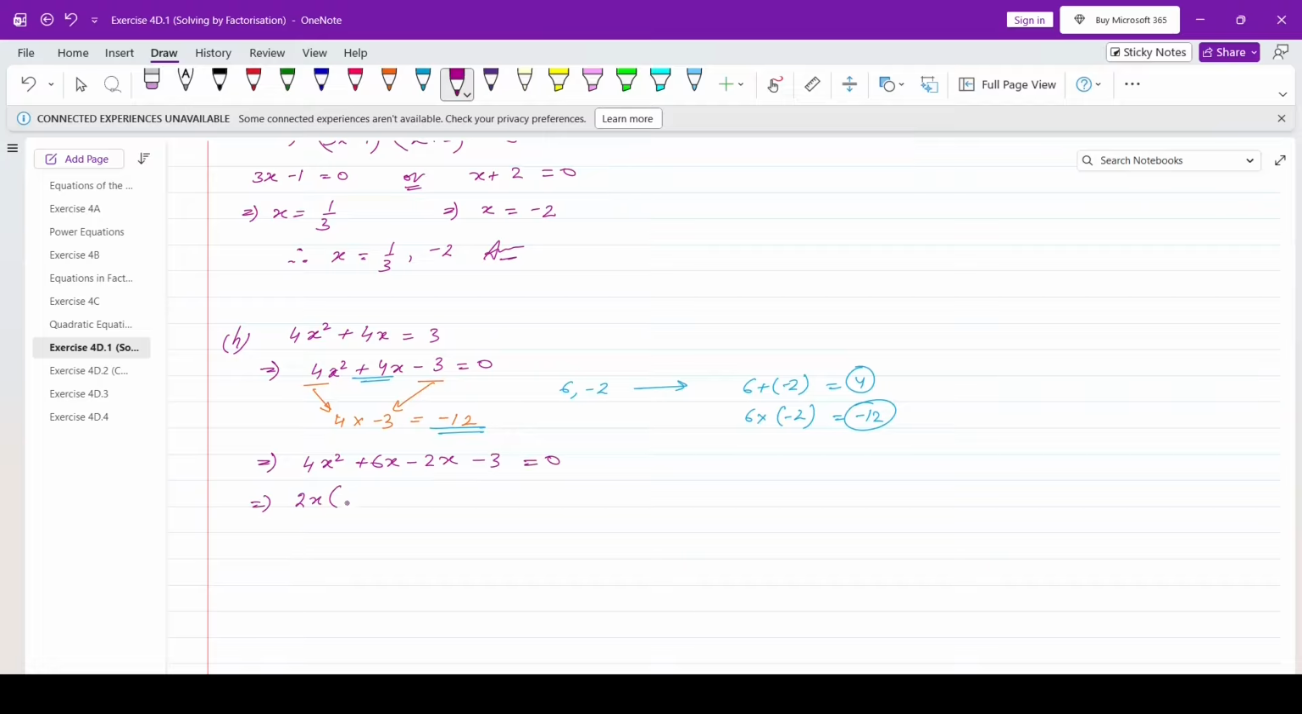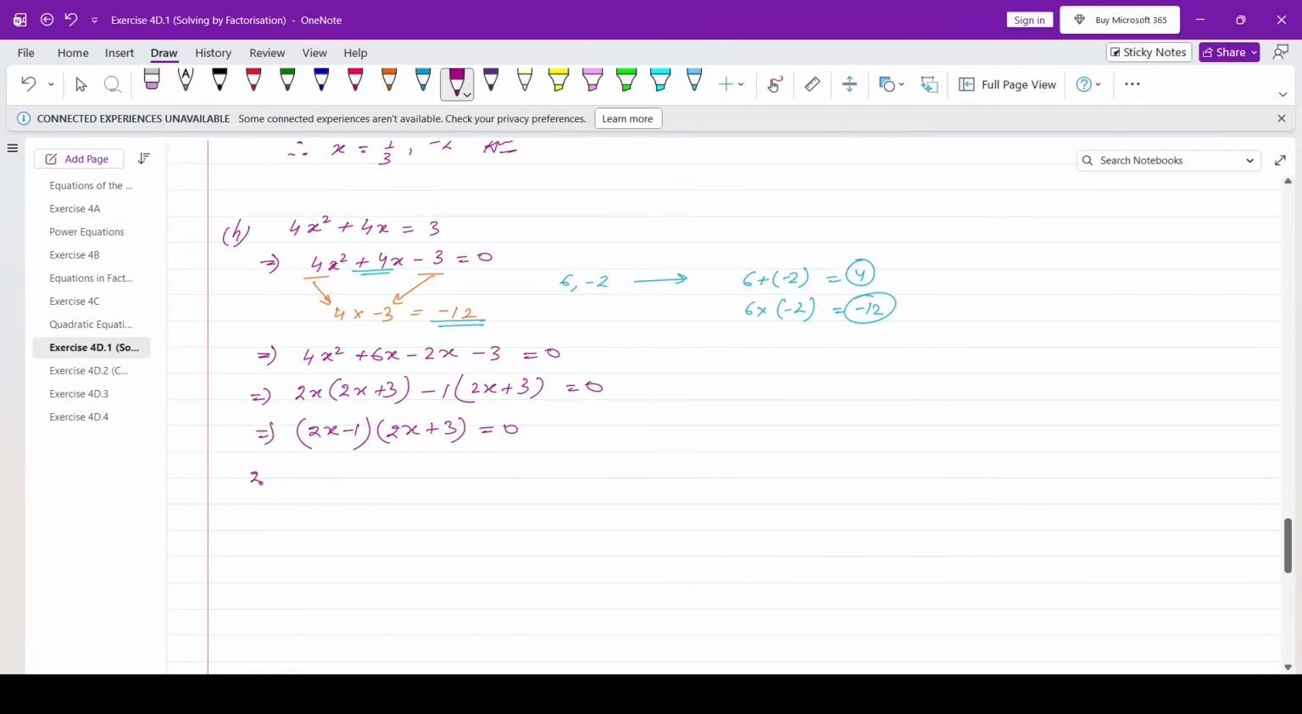Taking 2x common, we get 2x plus 3. Taking negative 1 common, we get 2x plus 3. And hence 2x minus 1 times 2x plus 3 is equal to 0. Therefore, 2x minus 1 is 0, or 2x plus 3 is 0.